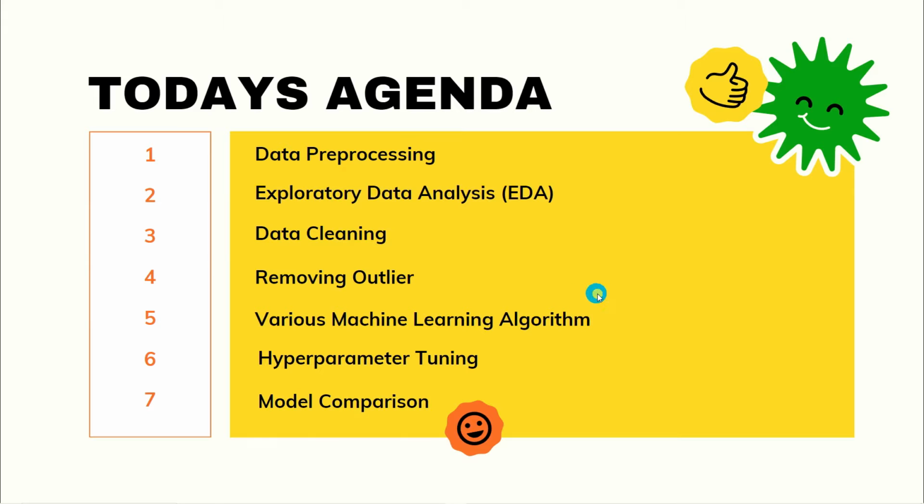Then we have the various machine learning algorithms. We're going to apply various machine learning algorithms in order to predict our liver disease. Then we have hyperparameter tuning. There are so many algorithms available in Python, like decision tree or XGBoost, which have hyperparameters. So we can tune the hyperparameters in order to predict our liver disease. Then we have the model comparison. Among these models, we're going to select the best model and try to save it inside our directory.